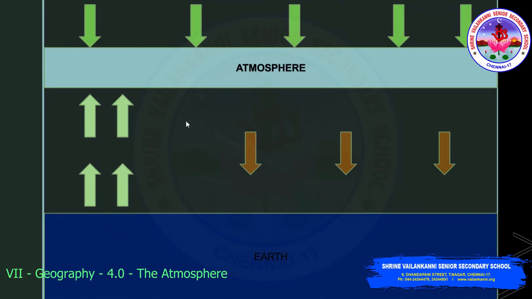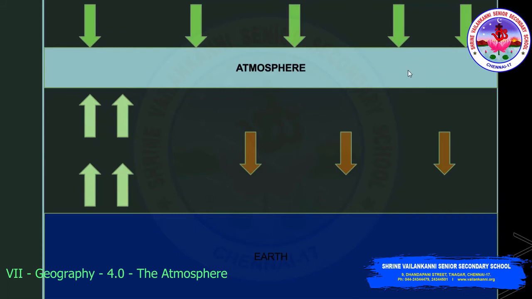If not for the atmosphere's protective covering, all the life forms on earth would have been either burnt during the day or frozen to death during the night. The atmosphere permits the incoming solar radiation, that is, the energy given out by the sun. But it blocks the harmful rays, including the ultraviolet radiation.